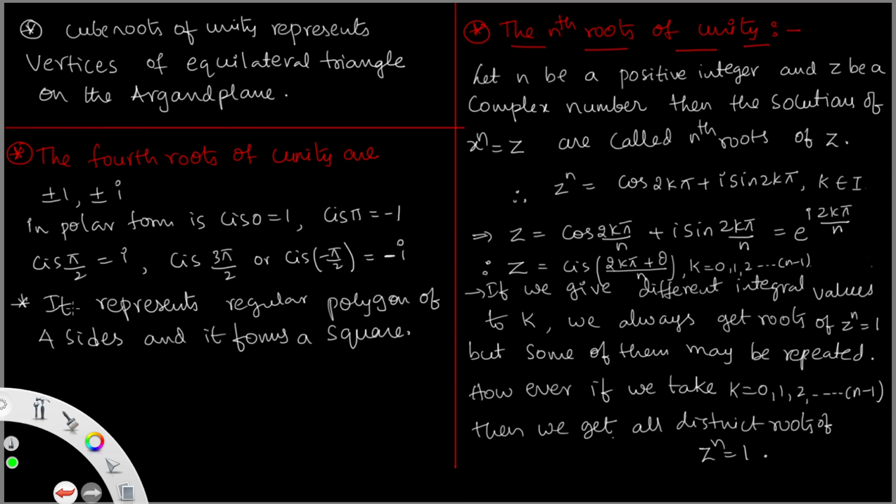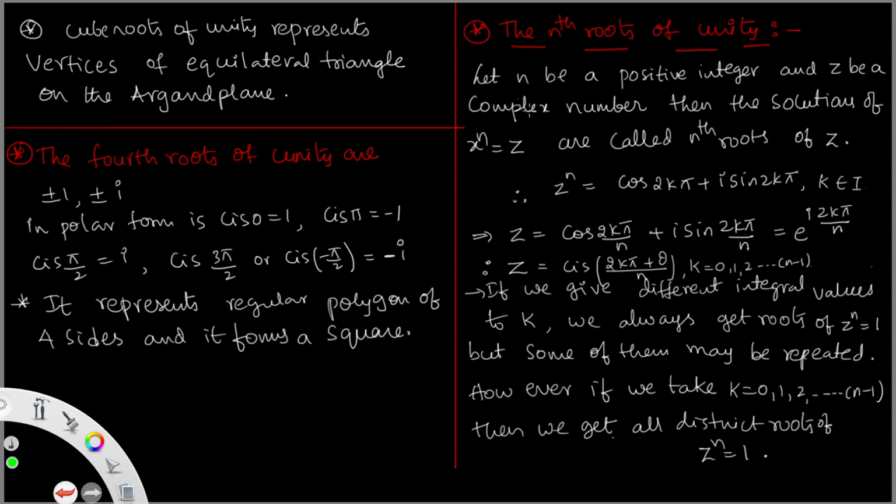a regular polygon of 4 sides, and it forms a square. That represents a regular polygon of 4 sides, and it forms a square figure by using the fourth roots of unity. This was plus or minus 1 and plus or minus i. So the next one is the nth roots of unity.